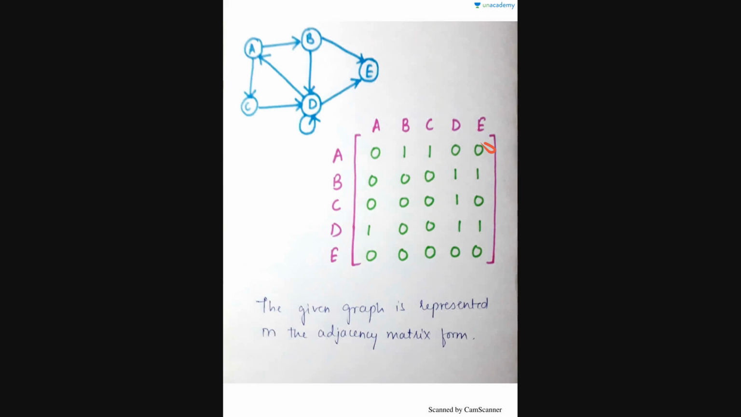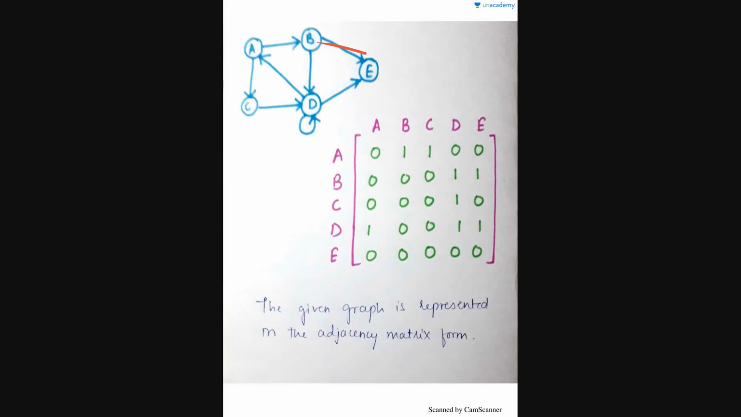Then B to A. As the arrow is in a different direction, it's not from B to A. It will be 0. Then B to B, 0. There is no loop. Then B to C. B to C is also no edge. So 0. Then B to D. B to D, here it's going in this direction. So B to D is 1. Then B to E. B to E is also an edge. So it's again 1. As it is a directed graph, we have to take care that we only see the directed edge.